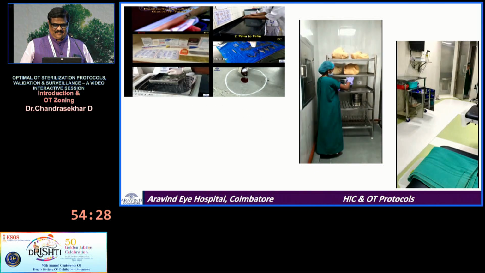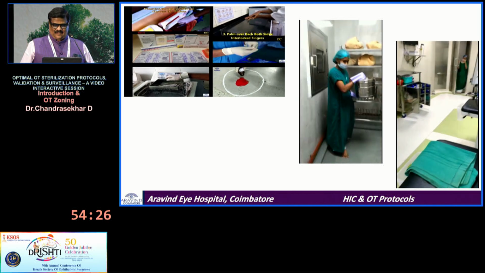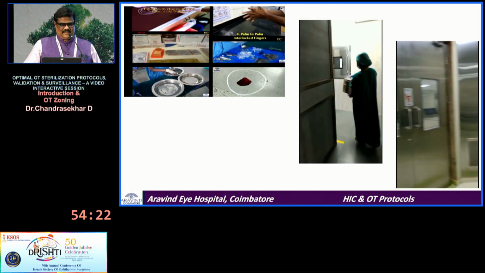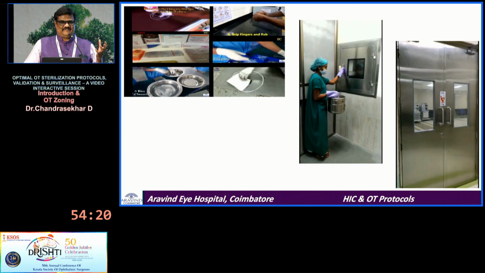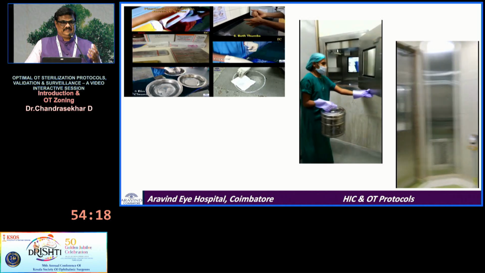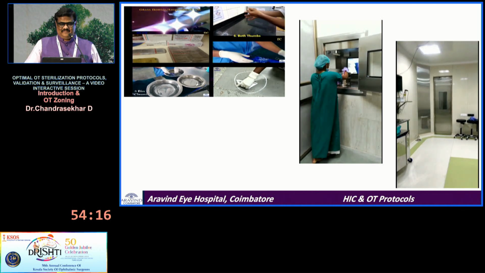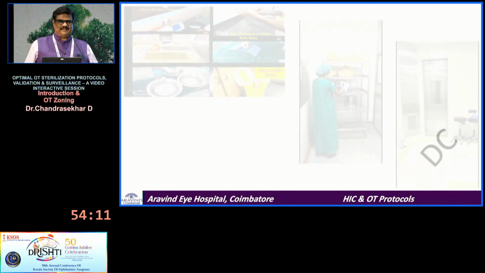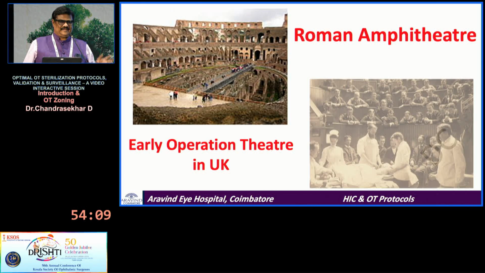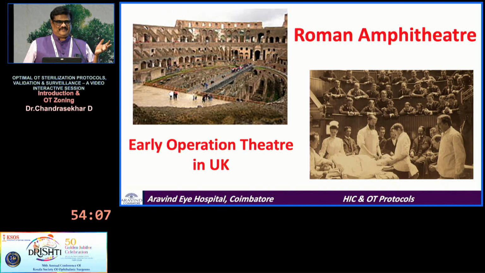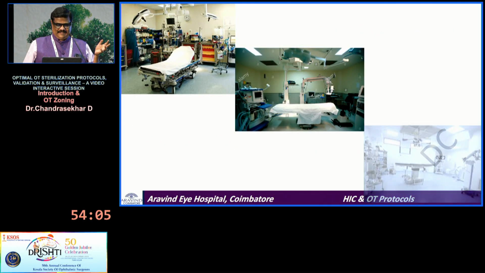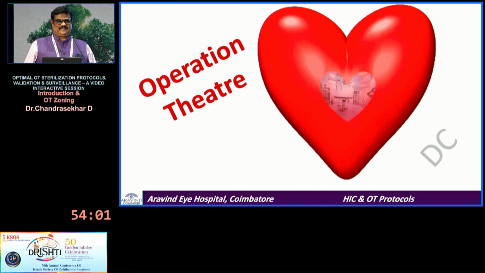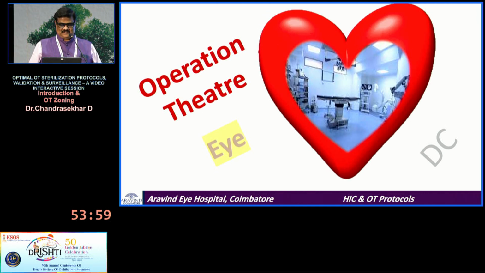So if you see here, these are the things that can happen now. There are so many things being done for infection control, like various protocols. We have unidirectional flow in the theatre. We have double doors in the theatre. All the new OTs are well equipped to prevent infection occurring. Starting from the era of amphitheatres, now we have moved on to eye theatres, which are very highly sophisticated, and operation theatre is the heart of the eye hospital.